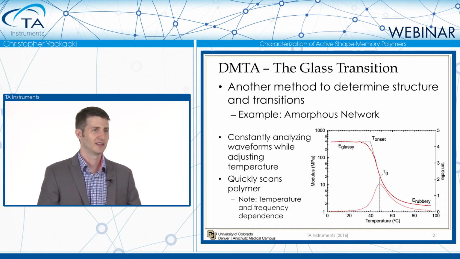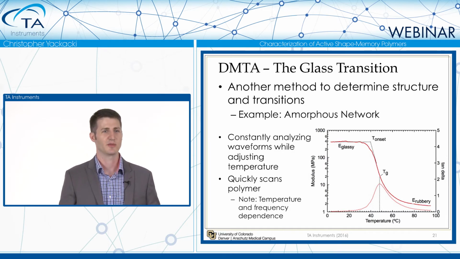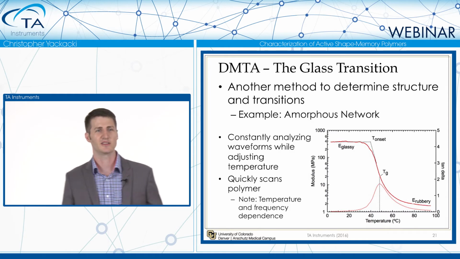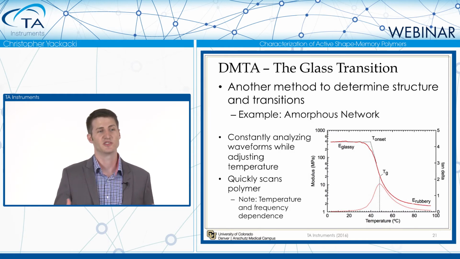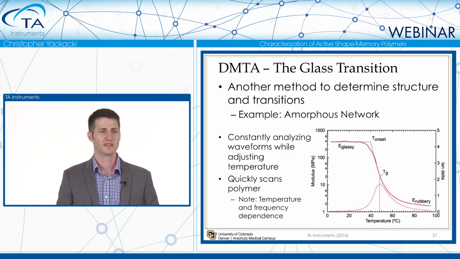Moving on to that third technique, we have a sinusoidal force while changing our temperature at the same time. Usually we like to do this to look at the structure and the transitions in a polymer. In this case, we have an amorphous network, which is the one I tend to focus on quite a bit. Again, we have our storage modulus on our left axis and temperature on the bottom. The two things we like to monitor at the same time are the modulus and the tan delta, or tangent delta.